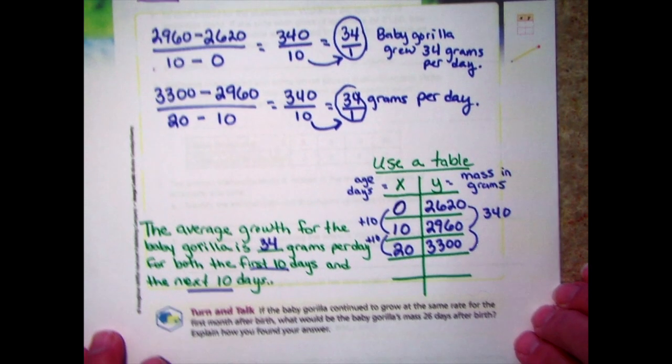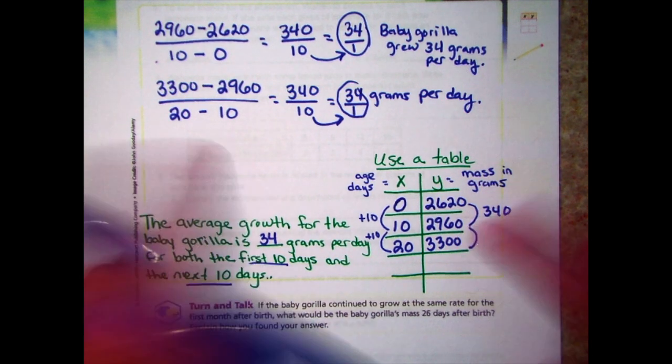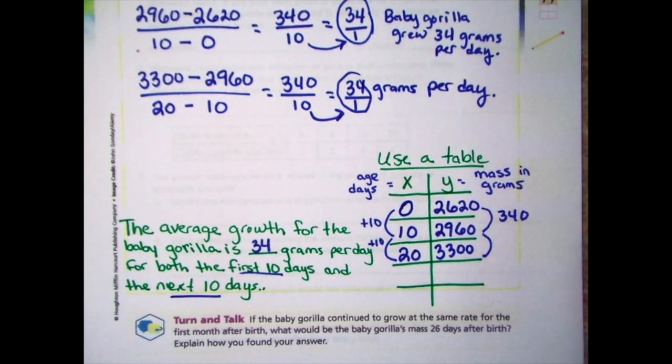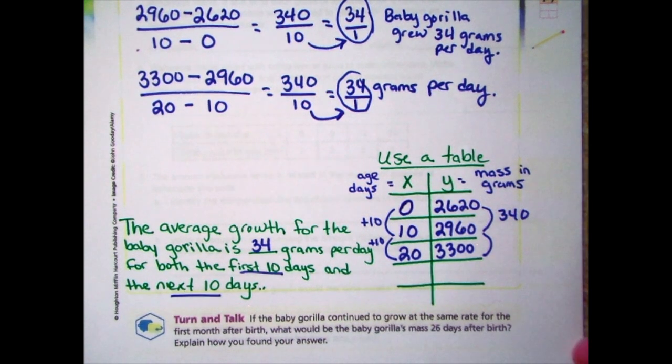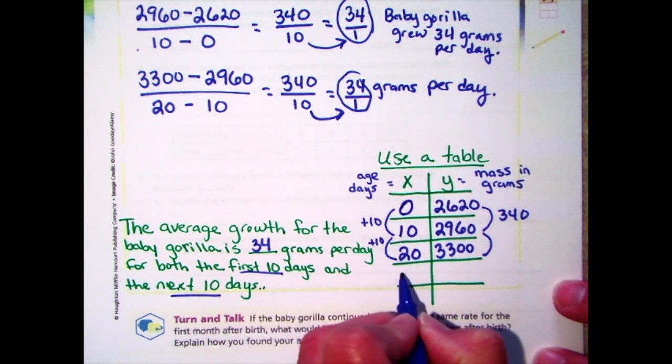Now let's use the information we have in the table or in our calculations, and let's talk about the turn and talk. If the baby gorilla continued to grow at the same rate for the first month after birth, what would be the baby gorilla's mass 26 days after birth? We want to know how much the baby gorilla weighed after 26 days. So our table only goes to 20. So let's add a 26 here.